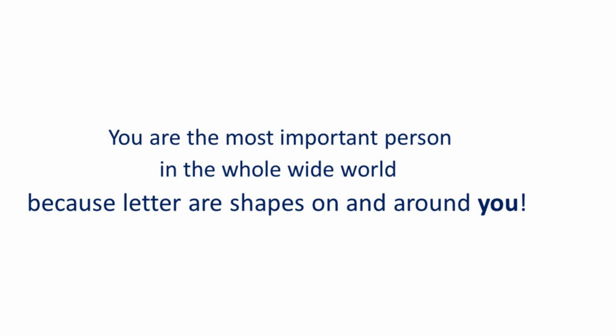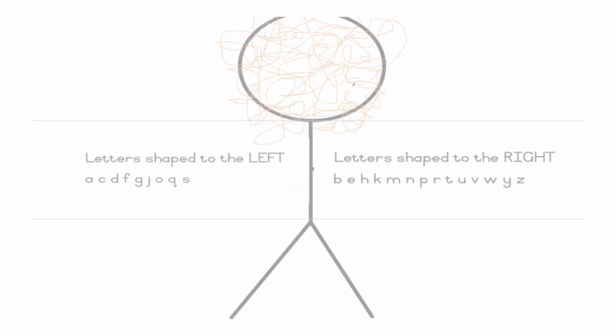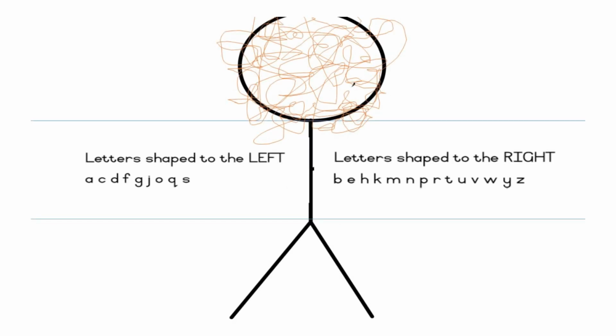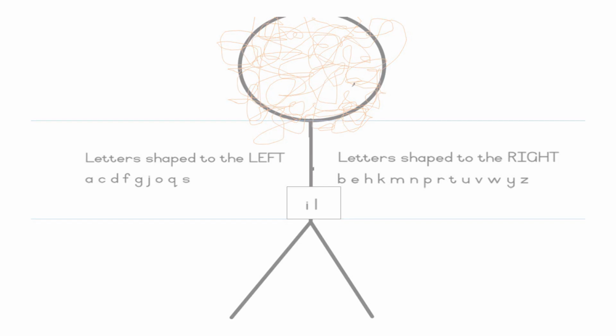Some letters are shaped to the left of you. Some letters are shaped to the right of you. And they're consistently shaped in the same direction. And just two are shaped right on you. So when we apply what we're going to learn today, it's going to look something similar to this.